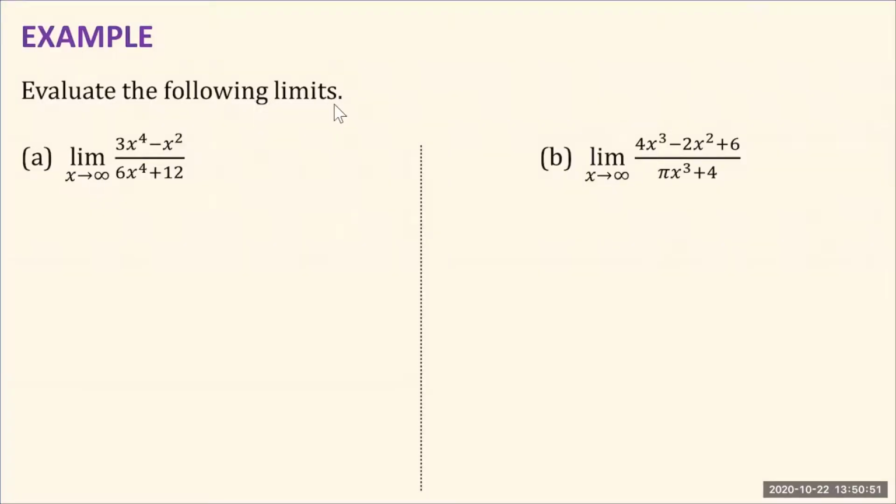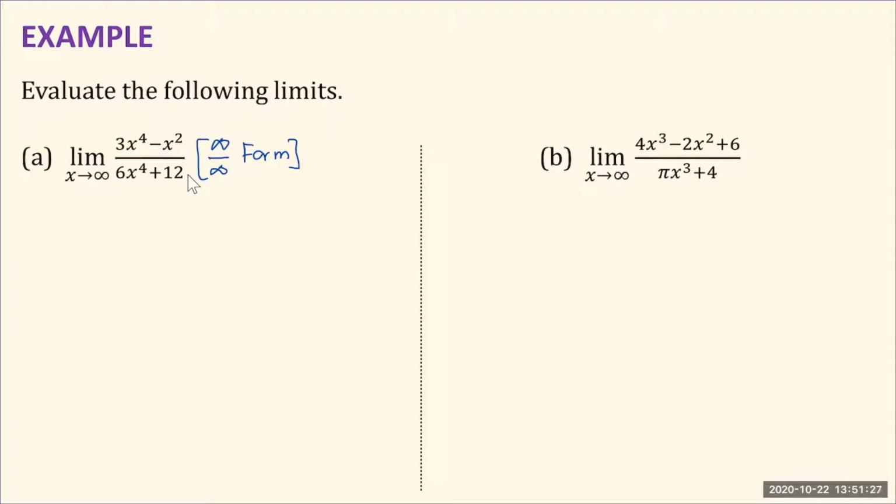Example, evaluate the following limits. In part A, we have to find the limit as x approaches infinity of this 4th degree polynomial in the numerator and also a 4th degree polynomial in the denominator. And you know that a 4th degree polynomial with a positive leading coefficient goes to infinity when x approaches infinity. That means the numerator goes to infinity and the denominator goes to infinity. So that will be infinity over infinity form.